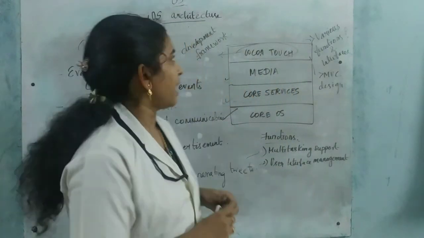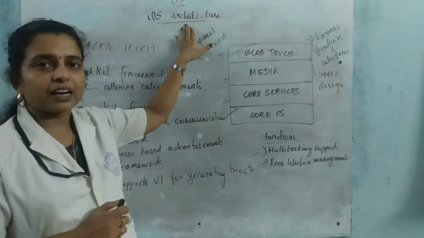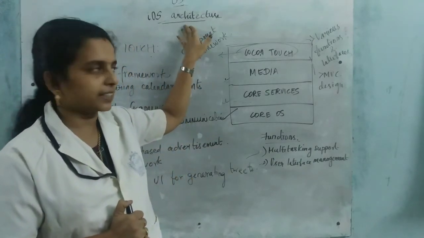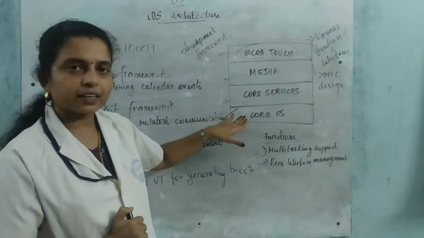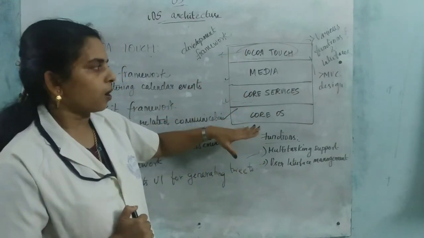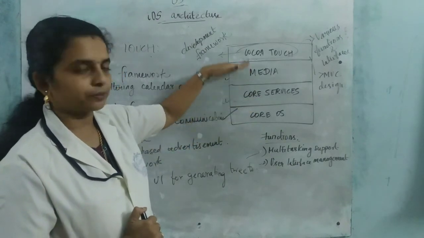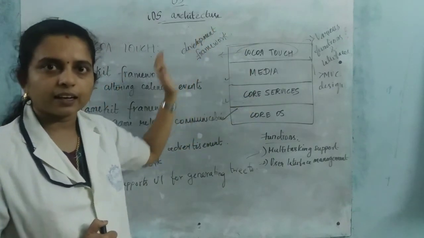Understand? So under this iOS architecture, we have learned that it is a layered architecture and 4 layers are there: Cocoa Touch, Media, Core Services and the Core OS. And we have seen all the frameworks coming under all those 4 layers. Okay, understand? Thank you.